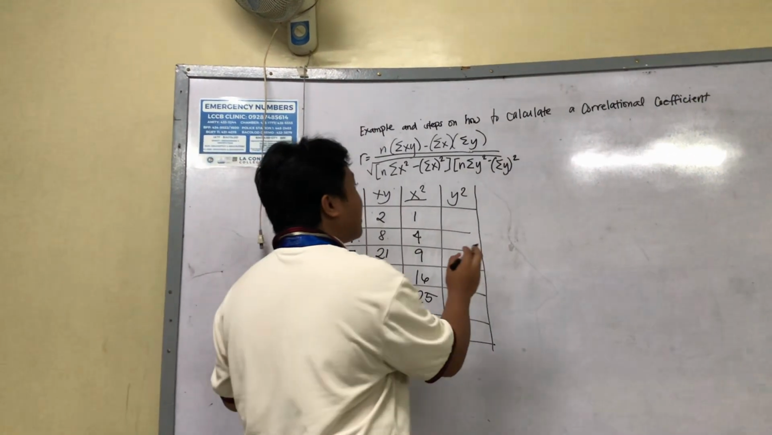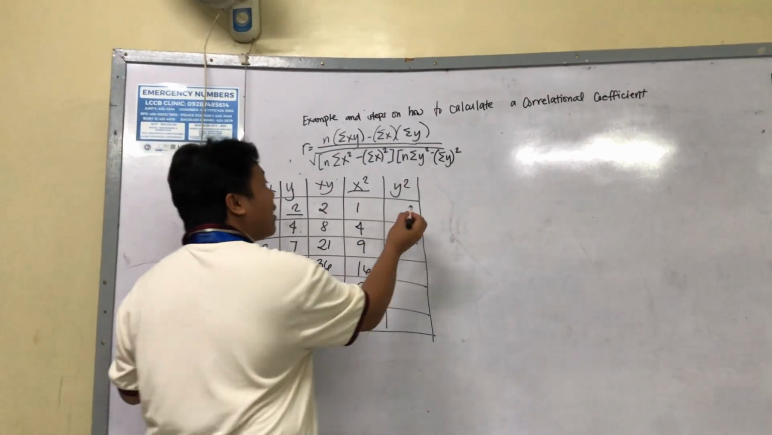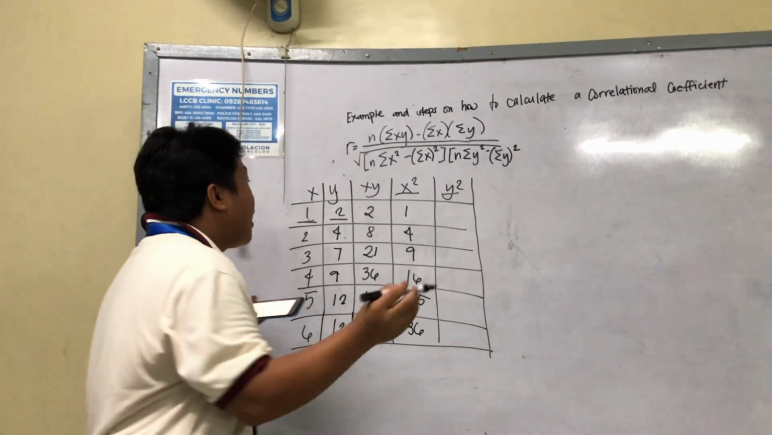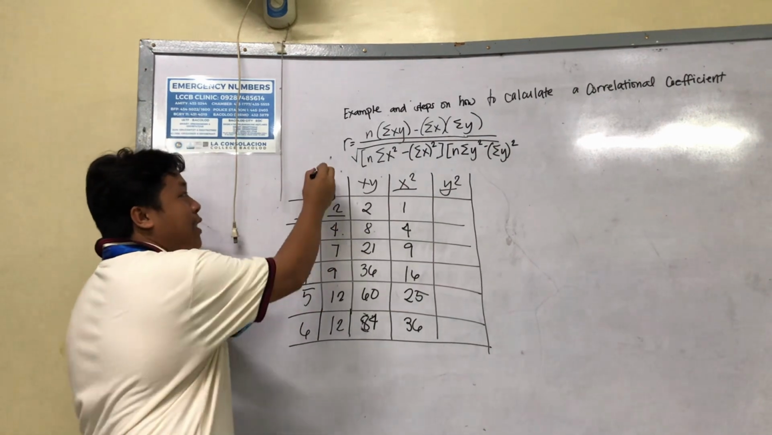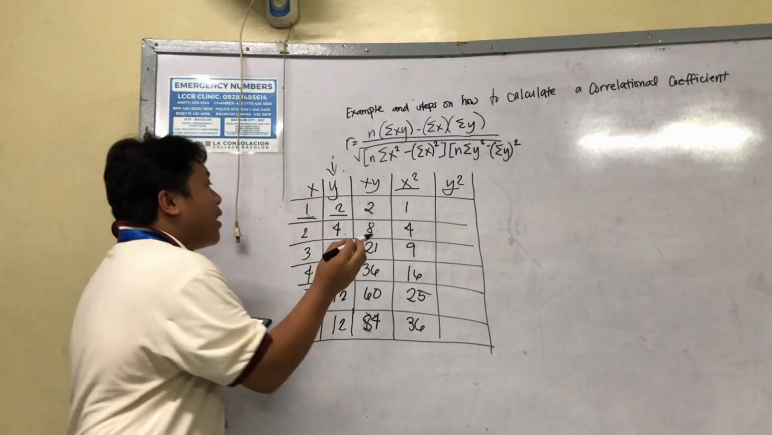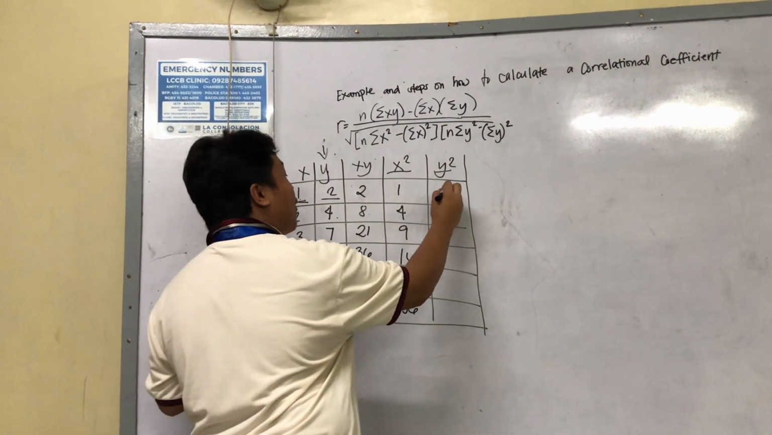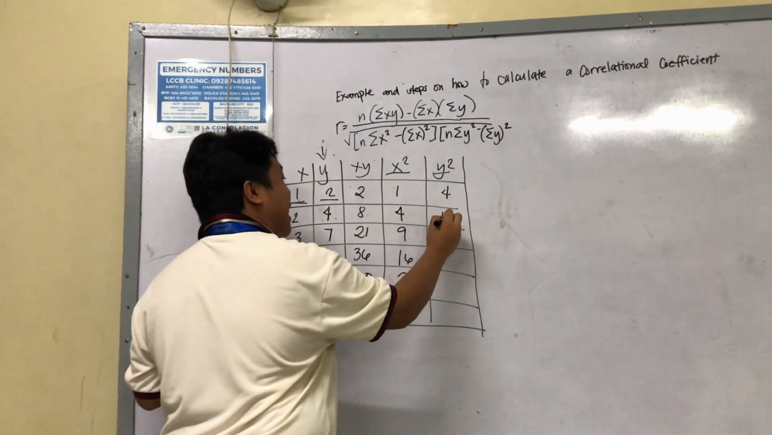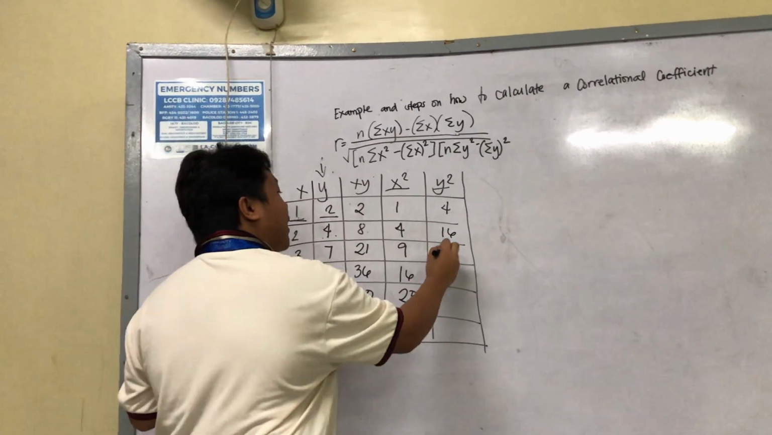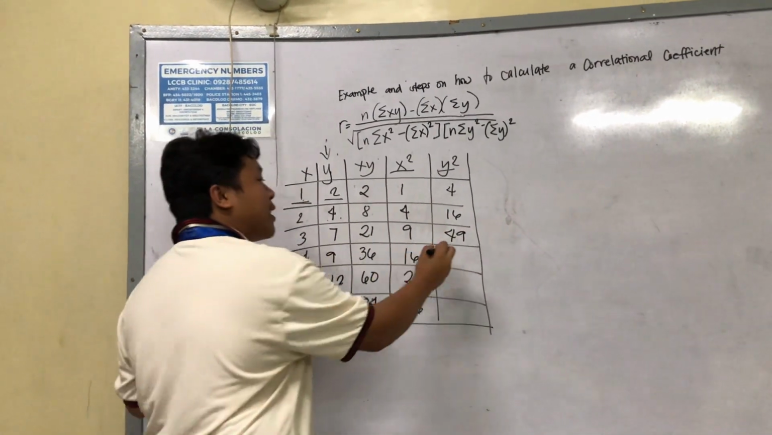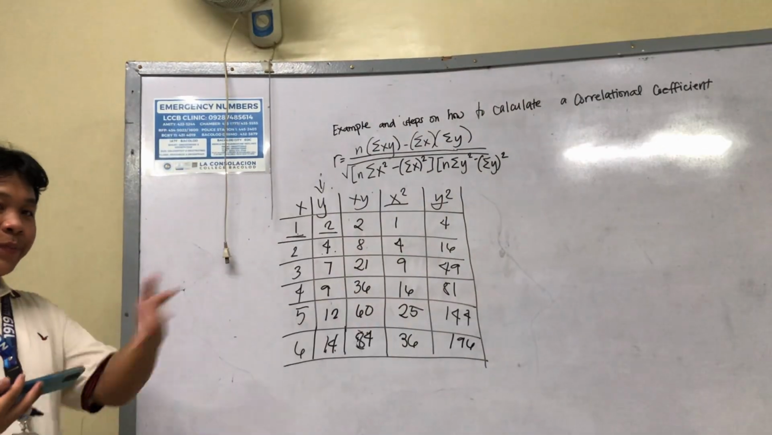Next step is y squared. We need to get the square of y. First step is to find where the y is. Here is the y. First one is the square of 2, which is 4. The square of 4 is 16. The square of 7 is 49. The square of 9 is 81.